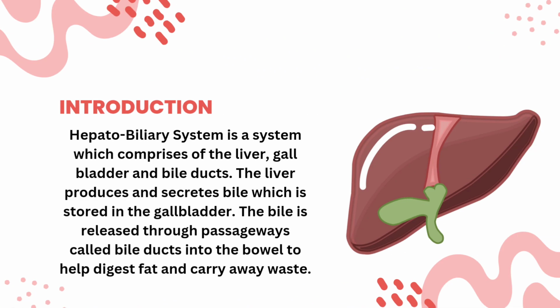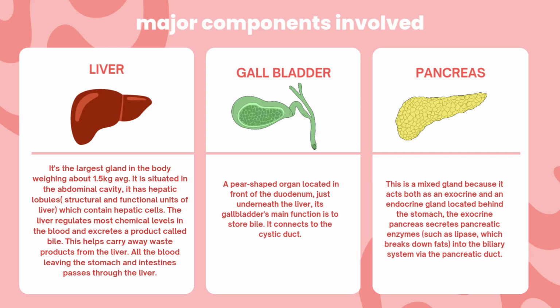Hepatobiliary system. The hepatobiliary system is a system which is composed of the liver, gallbladder and bile ducts. The liver produces and secretes bile, which is stored in the gallbladder. The bile is released through passageways called bile ducts into the bowel to help digest fat and carry away waste.